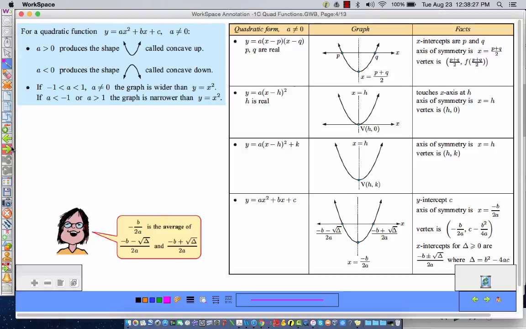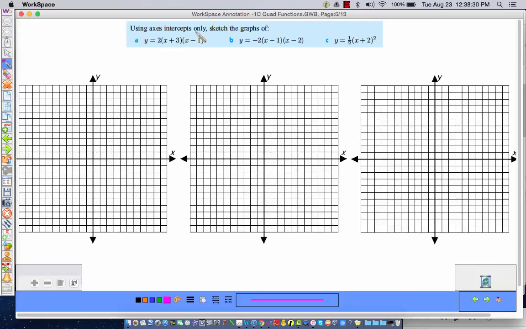Okay, moving on. Using axes, intercepts only, sketch the graphs of y equals 2 times (x plus 3) times (x minus 1). So we're going to find some intercepts here. To find the y-intercept, we just let x equal 0. So if x is equal to 0 here in A, that would turn into 2 times 3 times negative 1, which is negative 6. So I know that this parabola intersects the y-axis at negative 6. That's negative 6, so we've got that right here.